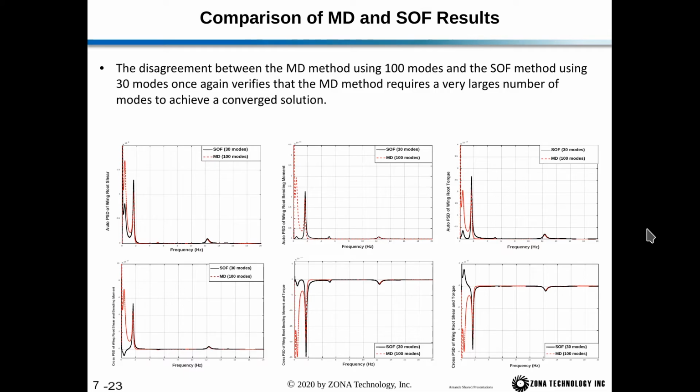Next, we'll compare the mode displacement method using 100 modes and then the SOF method using 30 modes, and this confirms our suspicion that the mode displacement method is not converged even at 100 modes. So we would need even more modes to get an accurate answer for the mode displacement method. So this shows it's best just to use the SOF method. You can use much fewer modes.